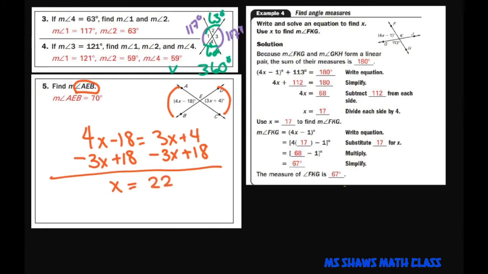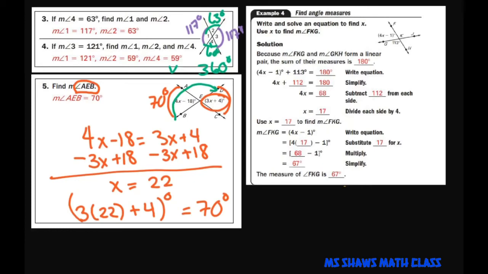When I plug 22 in here, you have 3 times 22 plus 4. That would equal 70 degrees. So both of these are 70 degrees. You can check it. And then if this is 70 and I have my supplementary angle theorem, then this side would be 110, and this would also be 110.